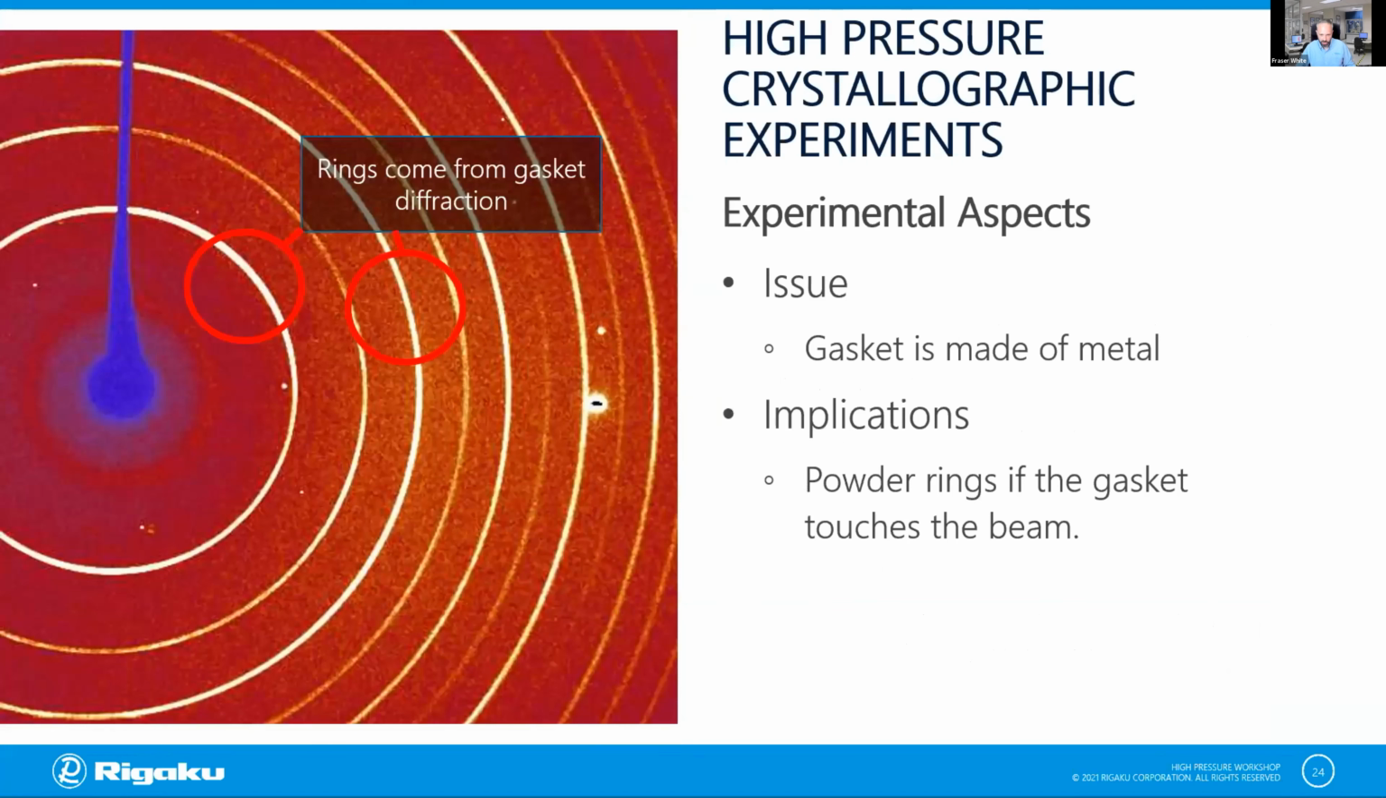The gasket material, which is used to form the sample chamber walls, is a metal, and that can often diffract and produce powder rings. So like you can see here, these are powder rings coming from a gasket with a large beam.